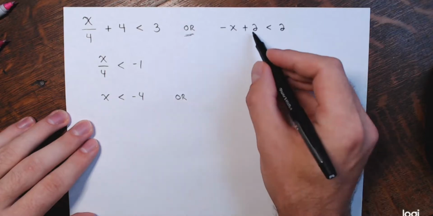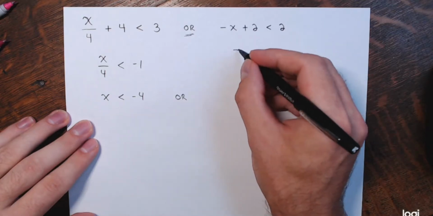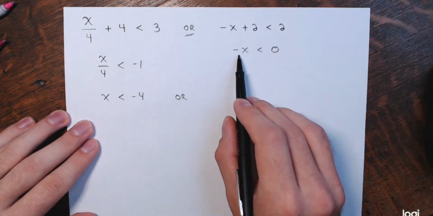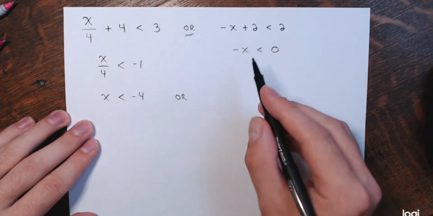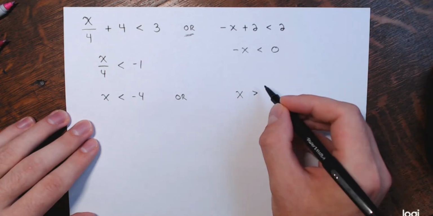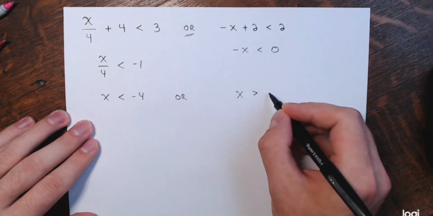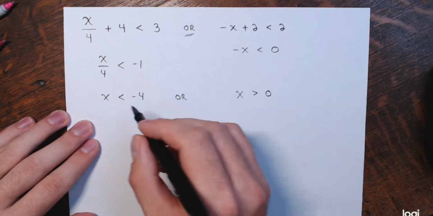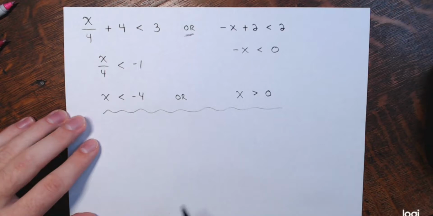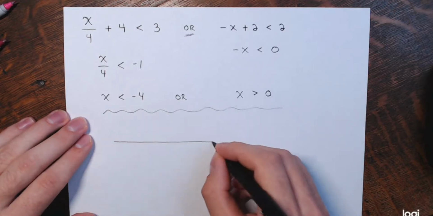Or, and then here I'm subtracting 2, we get -x is less than 0. And then I would divide by -1, which would flip the symbol, because you're dividing by a negative, so x is greater. And then 0 divided by -1 would just be 0. Right. So here's a description of all the solutions, and let's make a graph.